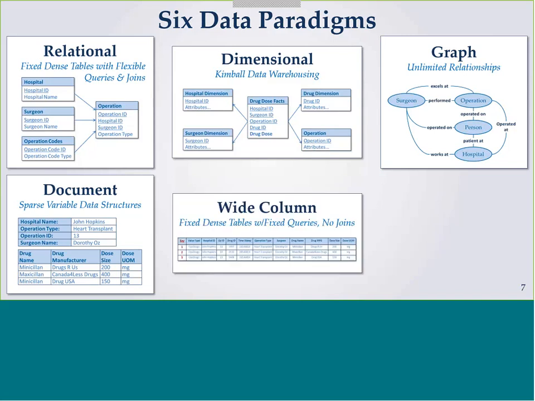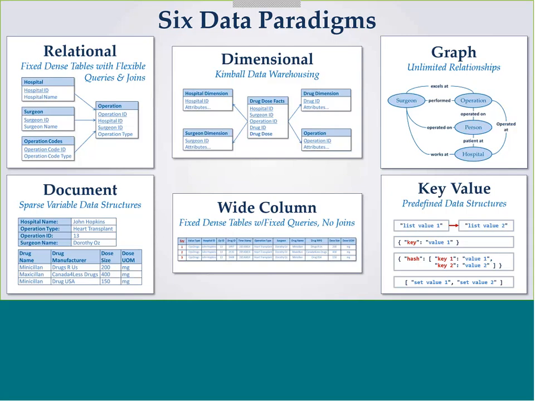The other two models I have on here are wide column and key value. I'm not going to go into those in this presentation because I'm going to focus on getting from relational and dimensional to document and graph. But wide column and key value are performance models. You do wide column when you have high velocity ingest and high velocity queries. The main difference between wide column and relational is that there are no joins. Everything's denormalized and everything's predefined and fixed, and the queries are querying one table at a time. So you join lots of tables together into one table, you pre-join it, and you query it. But you can get some very high velocity performance.